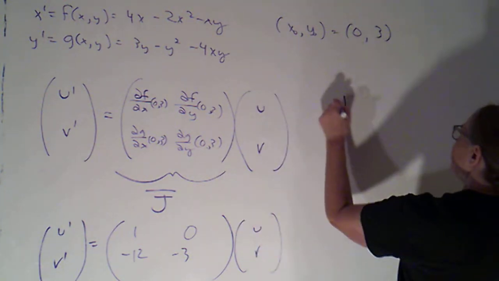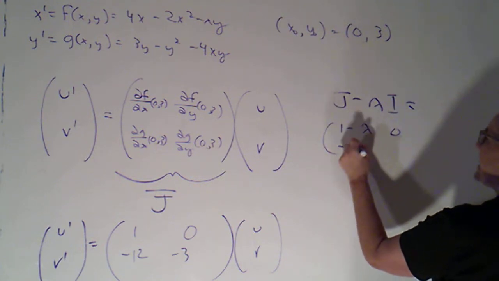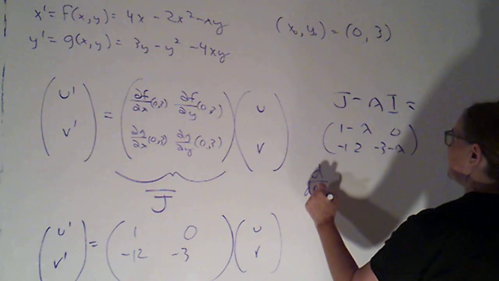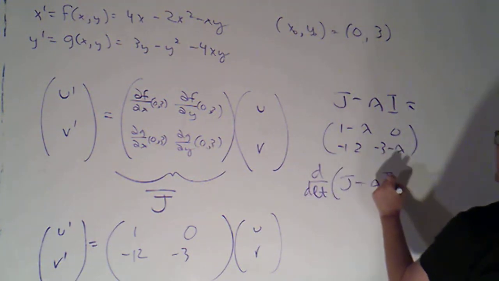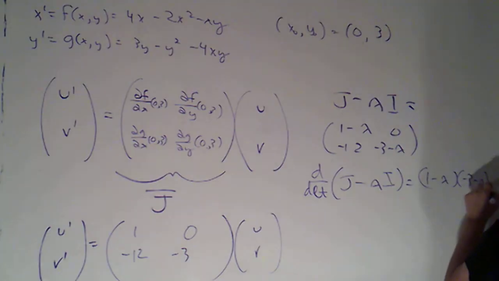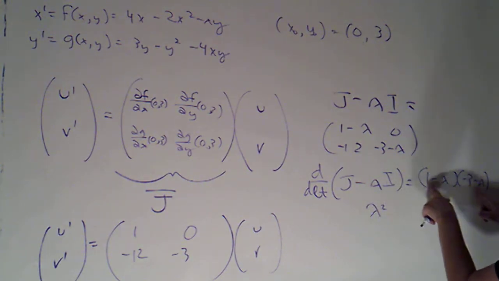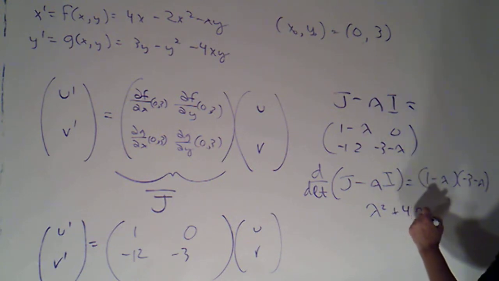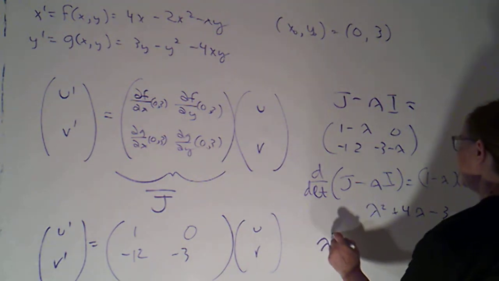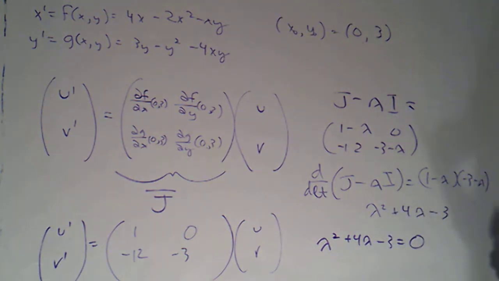Okay, so if I look at this, J minus lambda I would be the matrix 1 minus lambda, 0, negative 12, negative 3 minus lambda. So the determinant of J minus lambda I is going to be (1 minus lambda)(negative 3 minus lambda) minus 0. So that's just lambda squared plus 3 lambda plus lambda, which is plus 4 lambda, minus 3. My characteristic equation is lambda squared plus 4 lambda minus 3 equals 0.